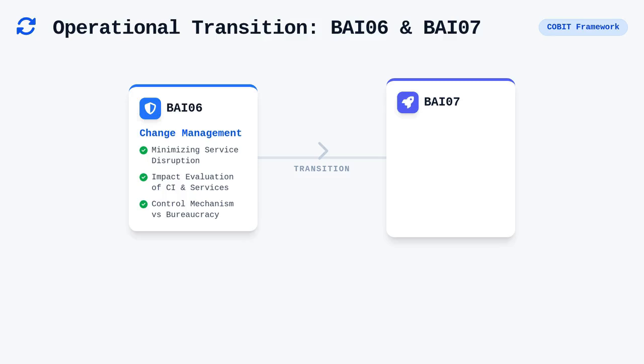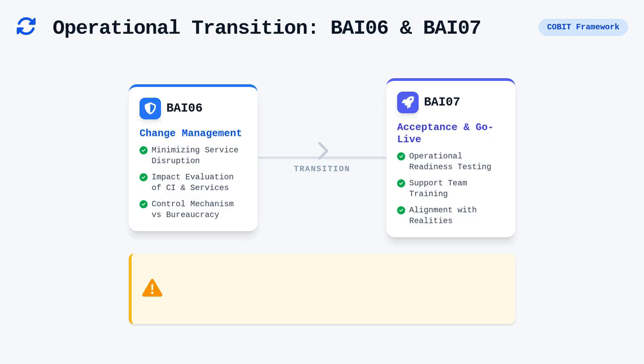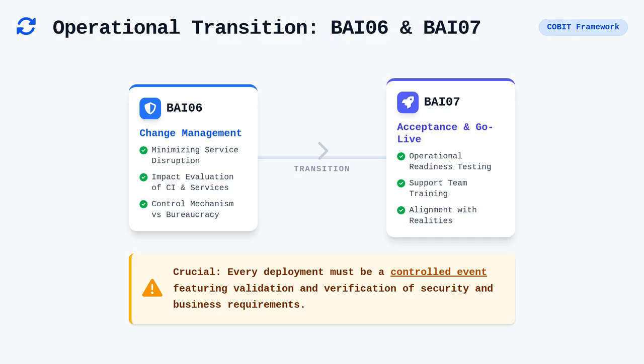BAI07 focuses on the transition process, ensuring that the necessary rigor is applied before a solution goes live. This includes testing for operational readiness and ensuring that the support teams are adequately trained to manage the new system. Without this transition phase, even a technically perfect system can fail due to a lack of alignment with operational realities. We must treat every deployment as a controlled event that includes validation and verification of compliance with security and business requirements.